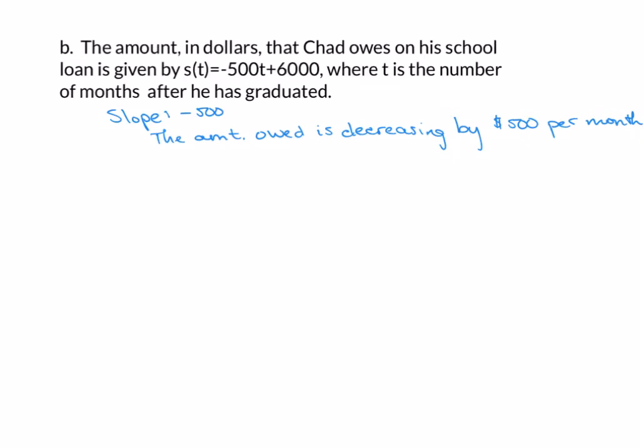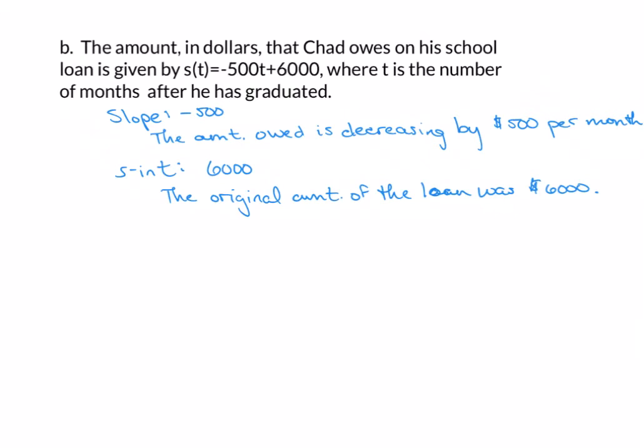Okay, what about my y-intercept? Or in this case, my s-intercept. My s-intercept is 6,000. So how can we interpret this? The original amount of the loan was $6,000. Original, initial, these both mean the same thing.